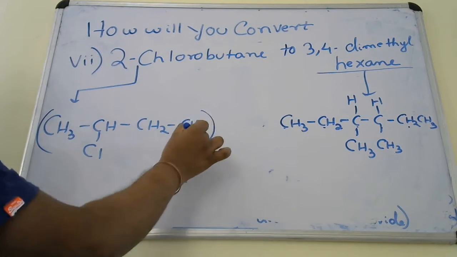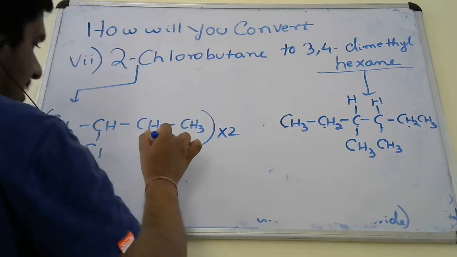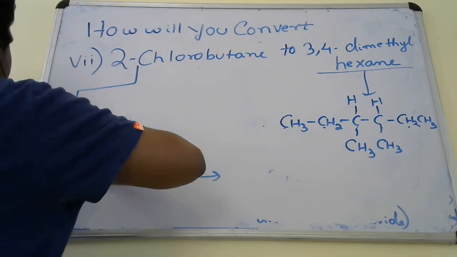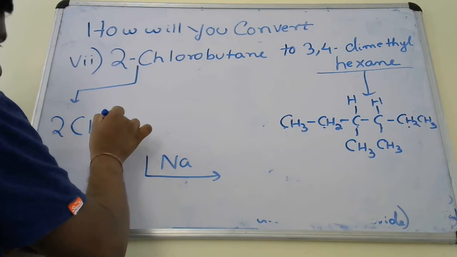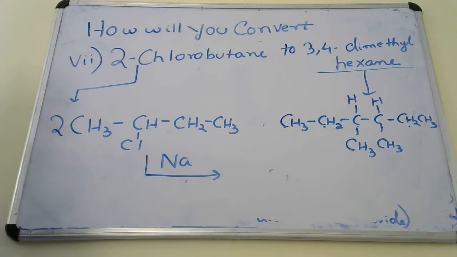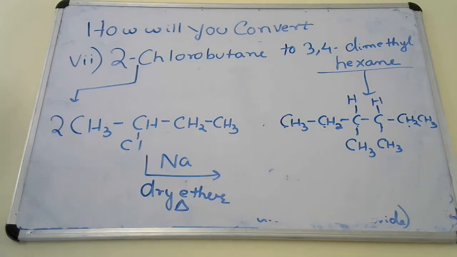When we take 2 molecules of 2-chlorobutane in presence of sodium and dry ether and heat, you know it is a very famous reaction. 2 molecules of a haloalkane in presence of sodium and dry ether, heated. It is called Wurtz reaction.